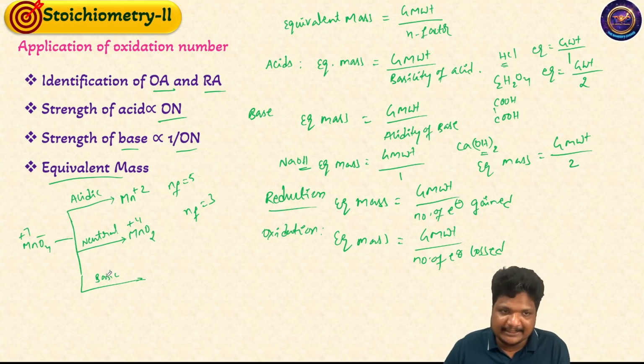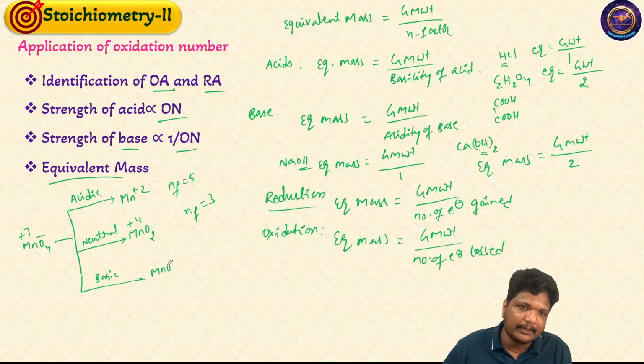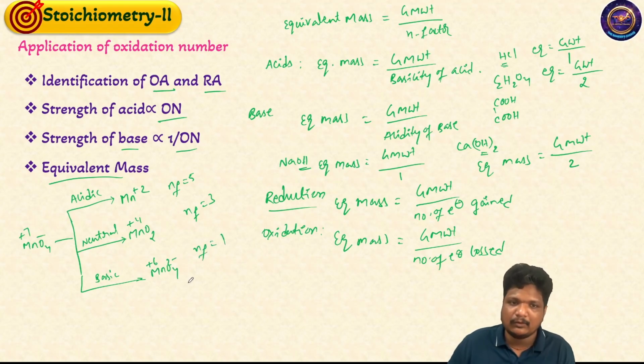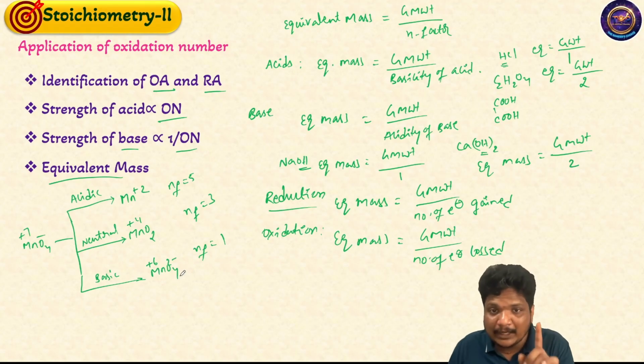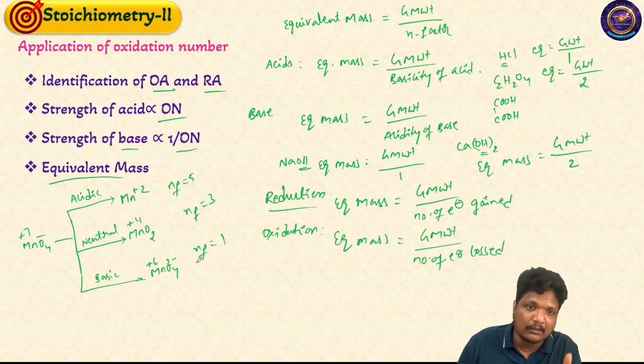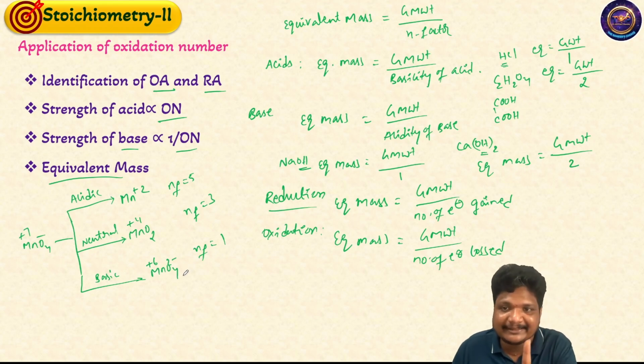సో ఇక్కడ బేసిక్ మీడియం తీసుకుంటే సో బేసిక్ మీడియంలో ఇట్ కన్వర్ట్ ఇంటూ MnO4 2 మైనస్, అంటే +7 నుంచి +6కి వెళ్తుంది. సో +7 నుంచి +6 అంటే n ఫ్యాక్టర్ ఎంత అవుతుంది ఇక్కడ? సో n ఫ్యాక్టర్ 1 అవుతుంది. అంటే ఇక్కడ చూడండి, సేమ్ కాంపౌండ్ హ్యావింగ్ డిఫరెంట్ ఈక్వివాలెంట్ masses. That means this equivalent mass depends upon the number of electrons involved in that reaction.